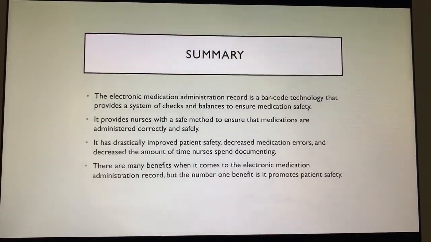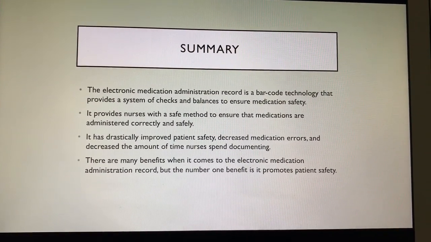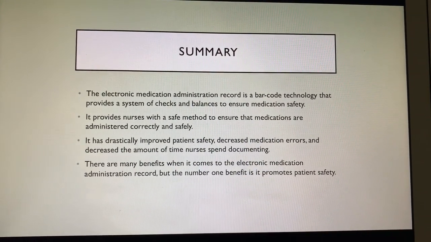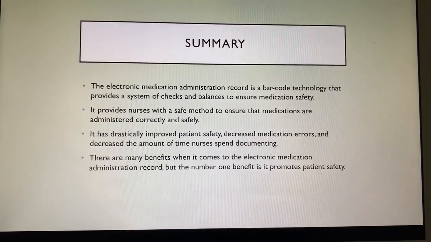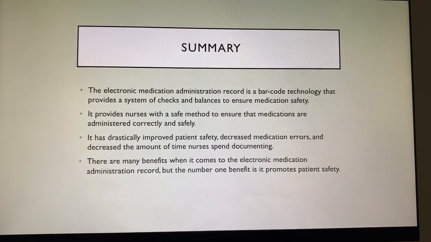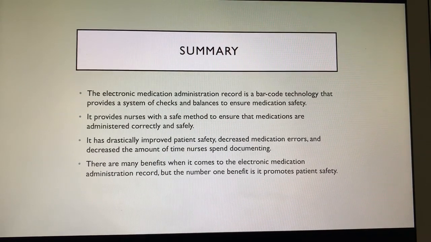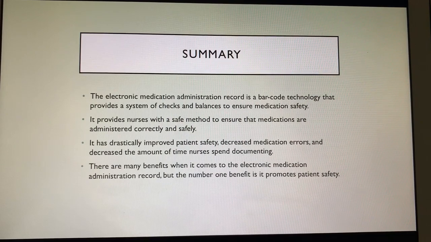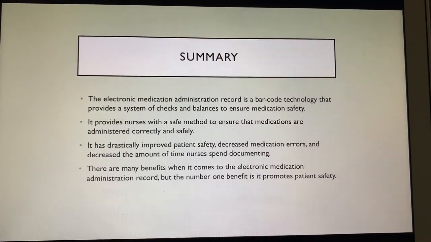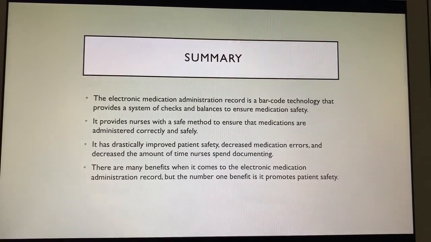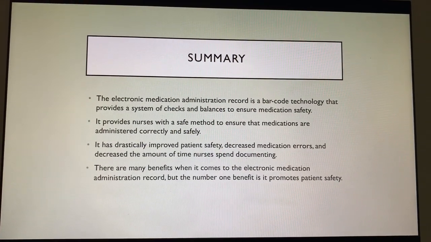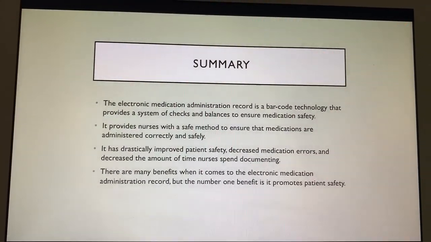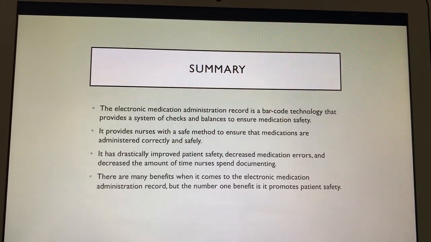My summary: the electronic medication administration record is a barcode technology that provides a system of checks and balances to ensure medication safety. It provides nurses with a safe method to ensure that medications are administered correctly and safely. It has drastically improved patient safety, decreased medication errors, and decreased the amount of time nurses spend on documenting. And there are many benefits when it comes to the electronic medication administration record, but the number one benefit is it promotes patient safety, which is our overall goal as nurses.